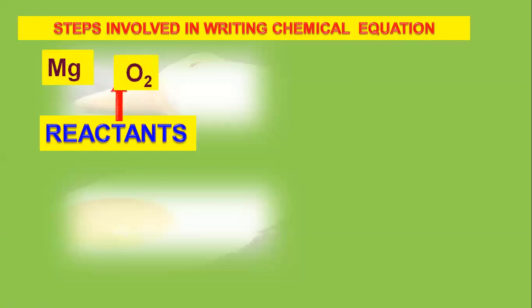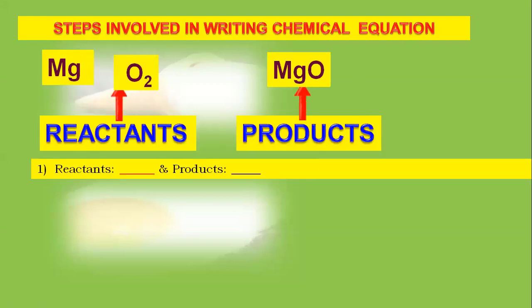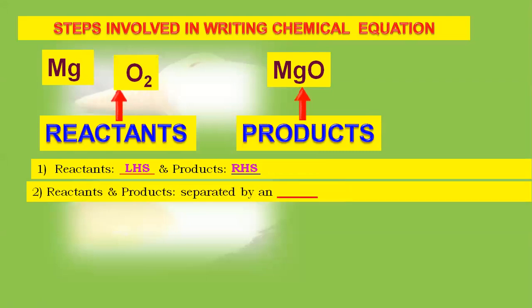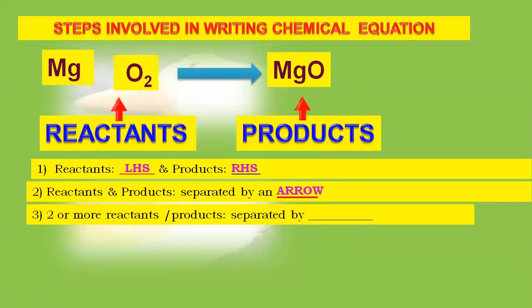Reactants are always written on the left-hand side. Products are always written on the right-hand side. In between the reactants and products, they are separated by an arrow. The third point: whenever we have two or more reactants or products, they are separated by a, what do we put here, students? Tell me, what do we put here? Whenever we have two or more reactants or products, they are separated by a plus sign.